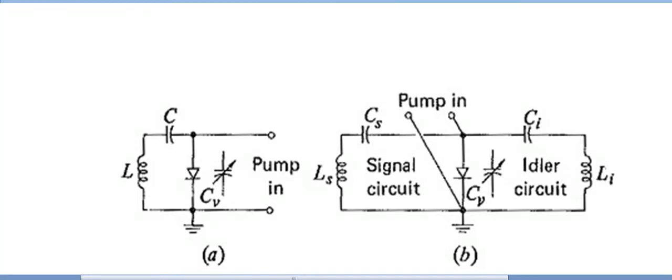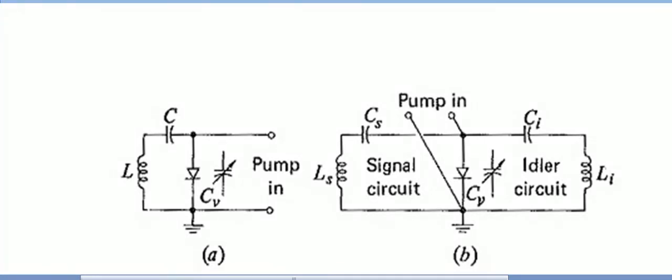An amplified output may thus be obtained at either frequency, raising the possibility of frequency conversion with gain. In fact, two different types of converters are possible. If the pump frequency is much higher than the signal frequency, then the idler frequency Fi, which is given by Fi equals Fp minus Fs, will be much higher than Fs, and the circuit is called an up converter.